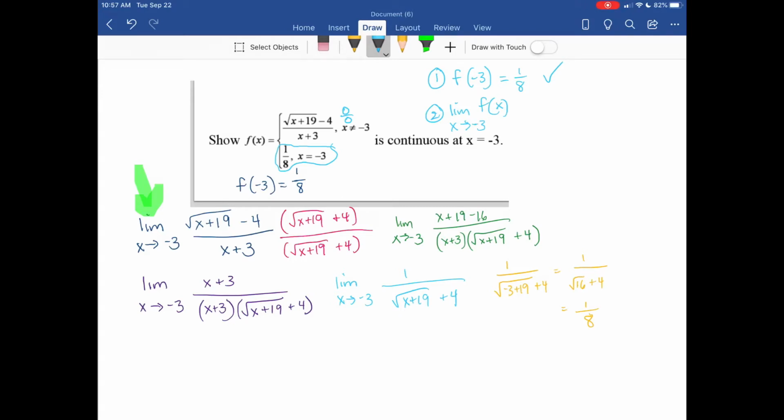So then I go to the second one, and that is, does the limit as I'm approaching -3 of f of x exist? And that's when I now need to go to that top expression and see if it in fact has a limit. So we saw the 0/0 when we went to direct substitution.